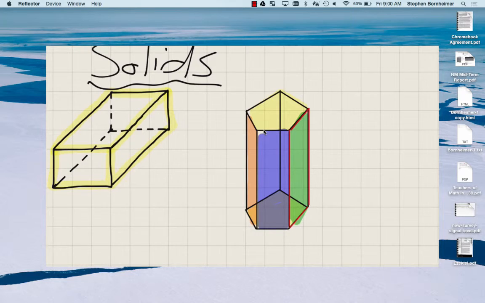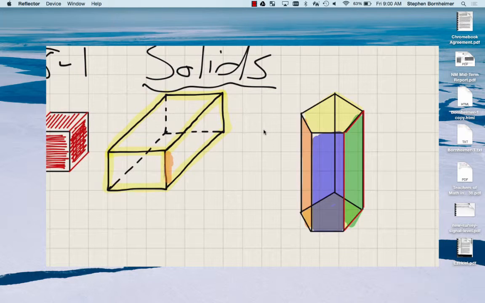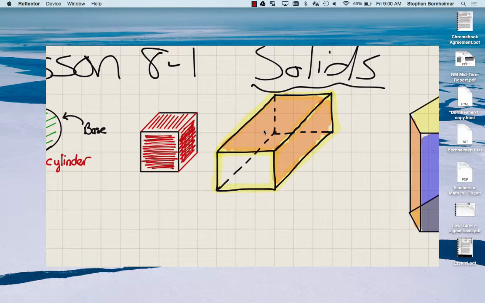You'd also see it on this rectangular prism. This right here is a parallelogram, and this right here is a parallelogram. Okay, and those are faces of a rectangular prism. Here's a parallelogram on our cube. And here's a parallelogram on our cube. It's a specialized parallelogram called a rhombus. Those are on a cube, which is a type of prism.